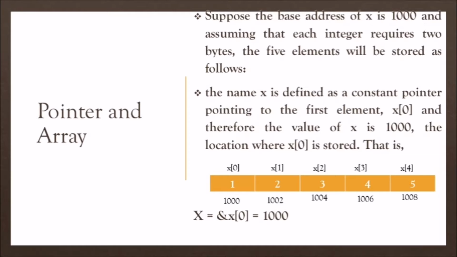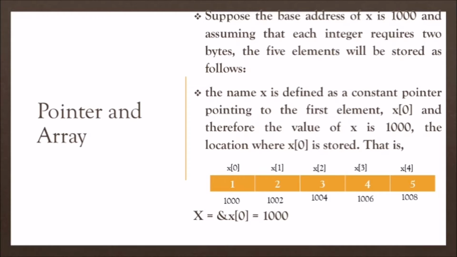x[0] is equal to 1 and its address is 1000. x[1] is equal to 2 and its address is 1002. x[2] is equal to 3 and the address of that value is 1004. x[3] is equal to 4 and its address is 1006. So basically it is plus 2, plus 2, plus 2. And then x[4] is equal to 5 and its address is 1008.